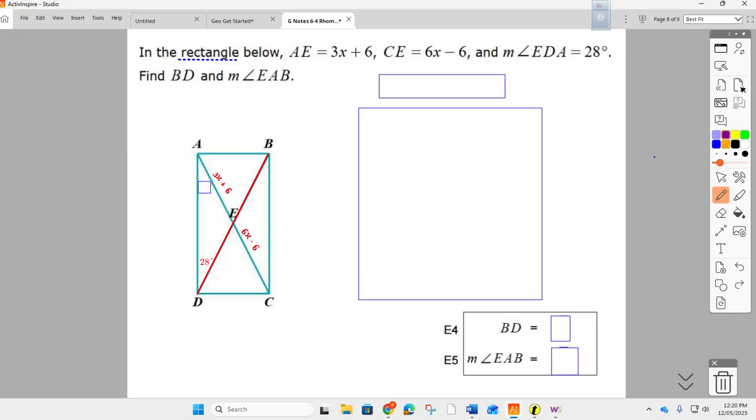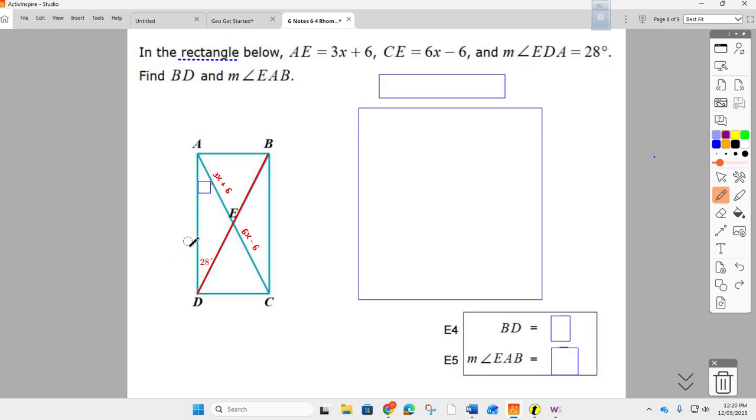All right, let's mark some things up. I've marked some things on mine. I've marked the given information. You should definitely be marking your given information. It says in the rectangle below, so telling us it's a rectangle gives us information. In the rectangle below, AE equals 3x plus 6, CE equals 6x minus 6, and the measure of angle EDA equals 28 degrees. Find the length of BD and the measure of angle EAB. So I've marked the things.